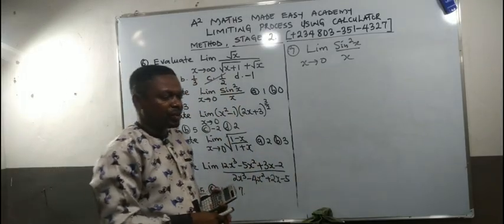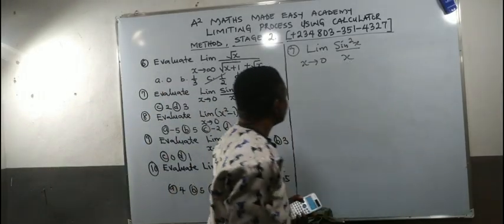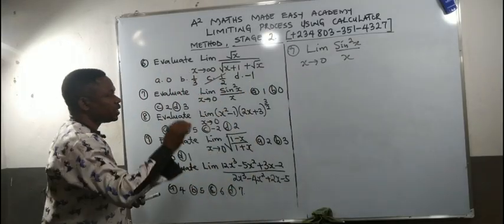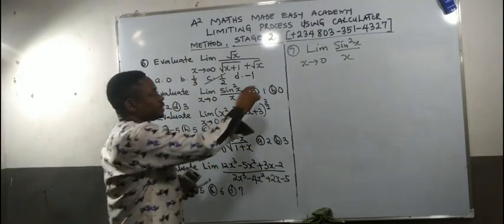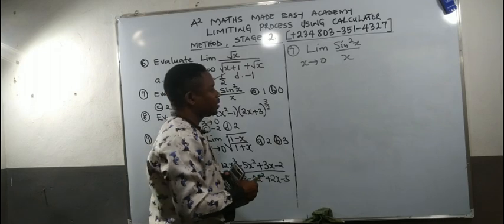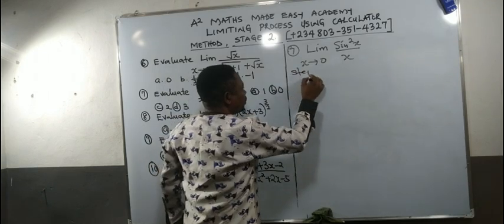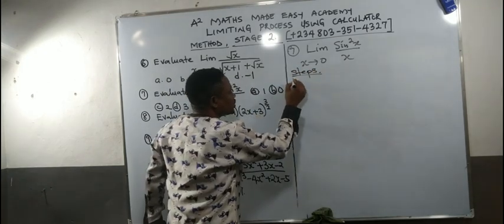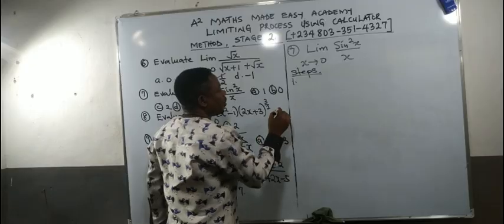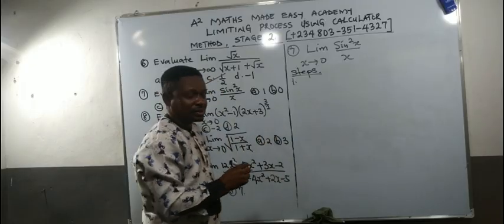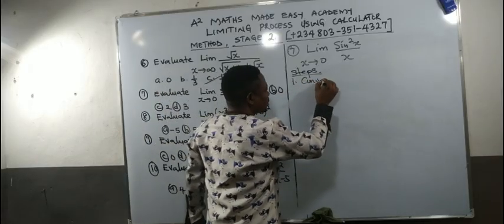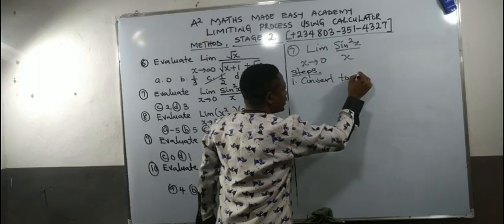So what do we do? I want us to watch now. What we are going to do is very simple. Let's check the method now. This is in trigonometry, right? Let me give you the steps. The first step is this: convert it to radian. Let me write it. Convert to radian.